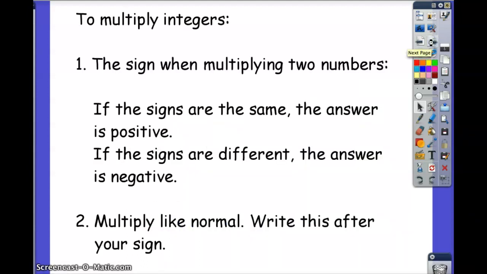Here are the rules for multiplying integers. The sign when multiplying two numbers. Now this is only for two numbers. Multiplying two numbers together, if the signs are the same, the answer is positive. If the signs are different, the answer is negative. And then you multiply like normal and put your answer after your sign, whether it's positive or negative.